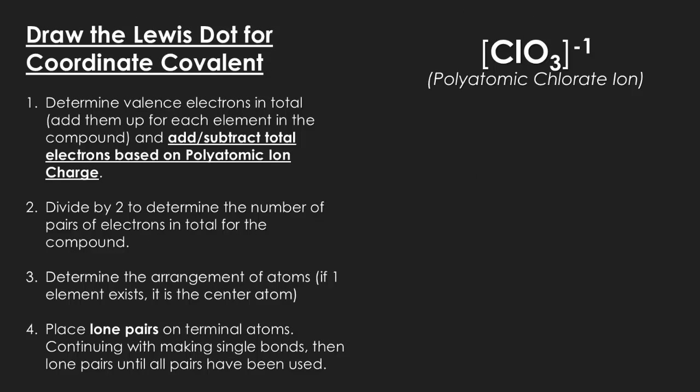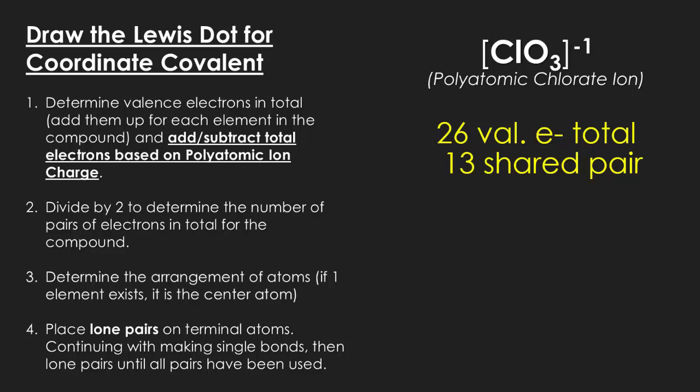The steps are very similar to what we were doing before for drawing the Lewis dot diagrams for covalent molecules, but there's a little twist. The first thing we have to do is determine the valence electrons in total. We add them all up, and then we either add or subtract electrons based on the charge. So let's start off with 26 valence electrons: 6 plus 6 plus 6, because you have 3 oxygens, 6, 12, 18. 18 plus 7 is 25, and the addition of a negative 1, or the gaining of 1, makes 25 turn to 26. Divide that by 2, and we have 13 shared pairs.